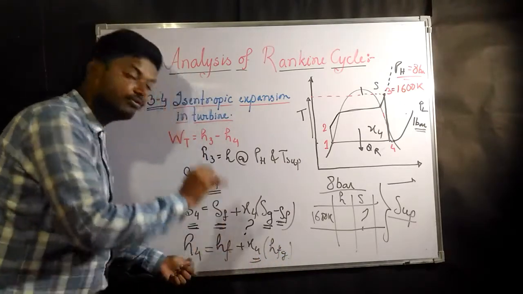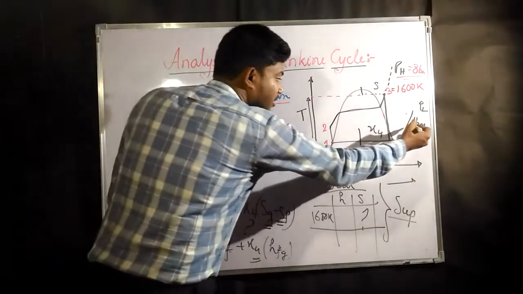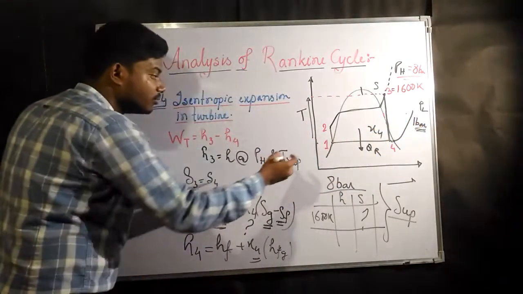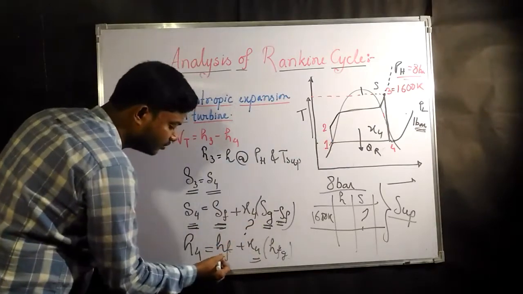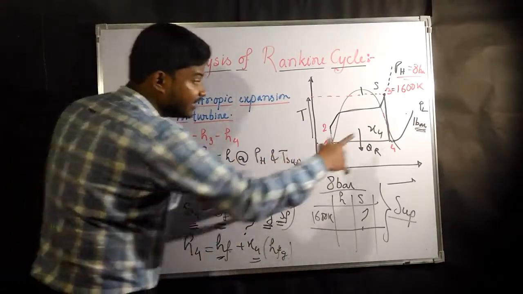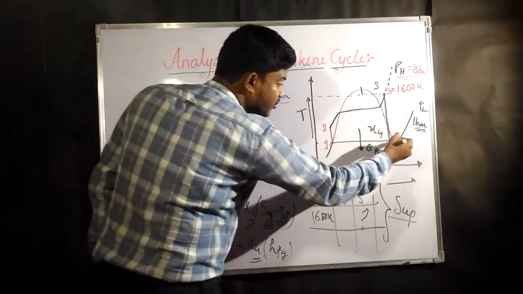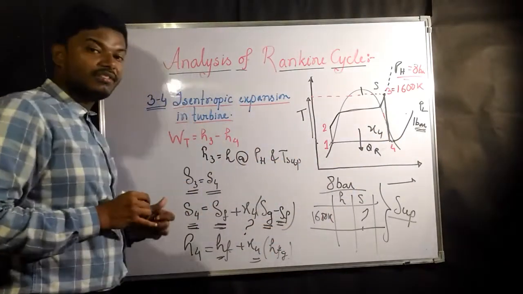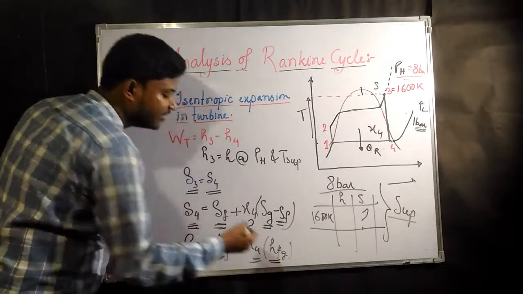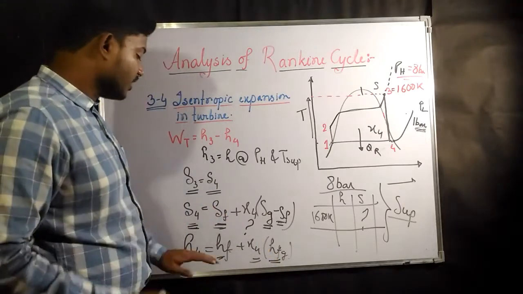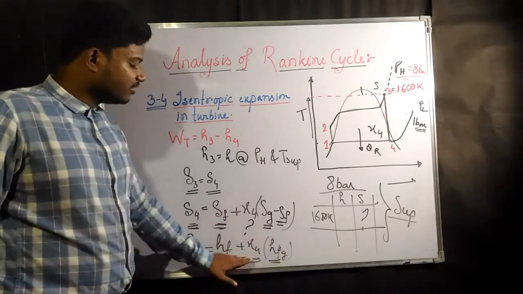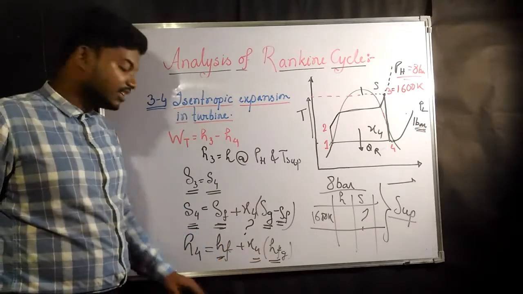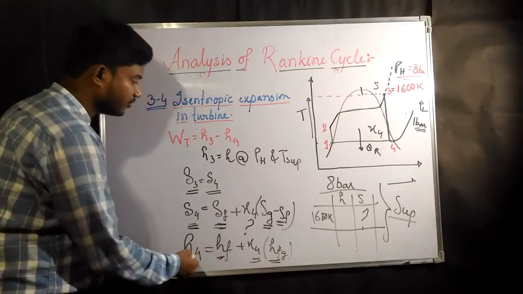X4 you already know. From the steam table, at that particular pressure of 1 bar, the enthalpy at the fluid line is going to give you your HF. At that particular pressure, HFG is also given, so directly you can find the value of HFG from the steam table. So now HF is known, HFG is known, dryness fraction is known. Now you can easily find H4.